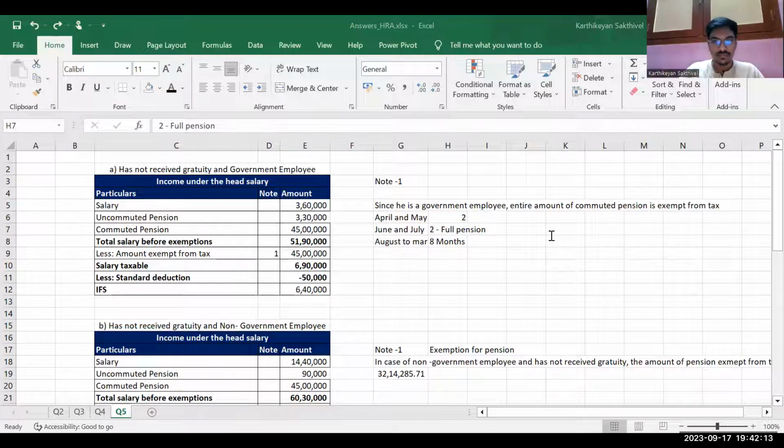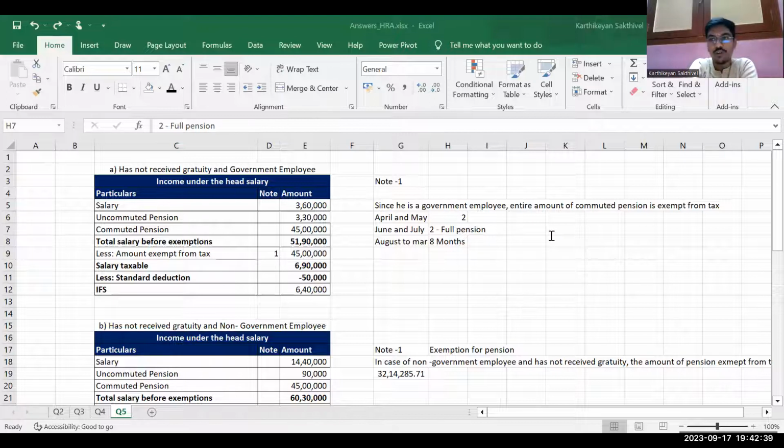See, April, May, he is in employment, correct? Yes. So for June and July months, he has not commuted his pension. So June month pension is not commuted. For June month, he'll be receiving it on 1st July, correct? So that pension is not commuted. For July month also, it is not commuted. Only in the month of August, he is commuting it.